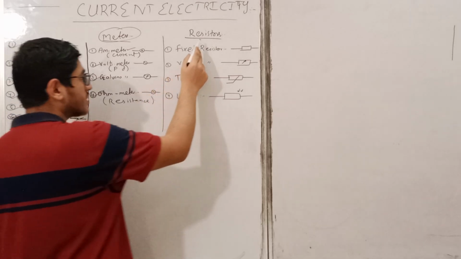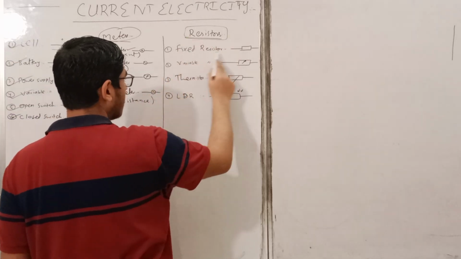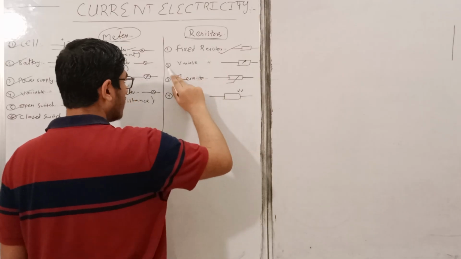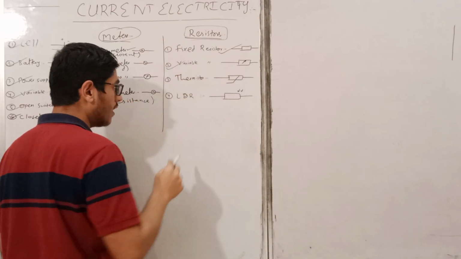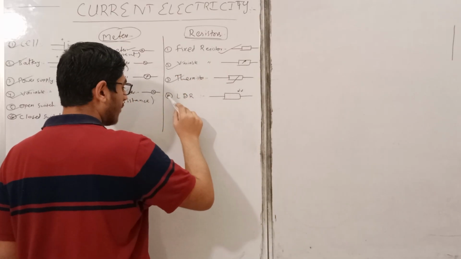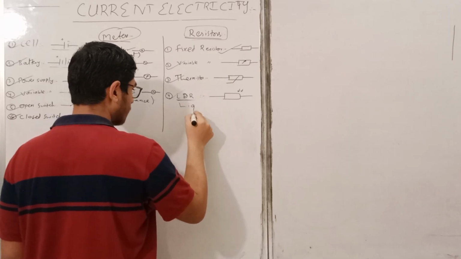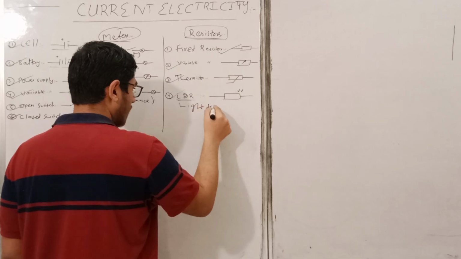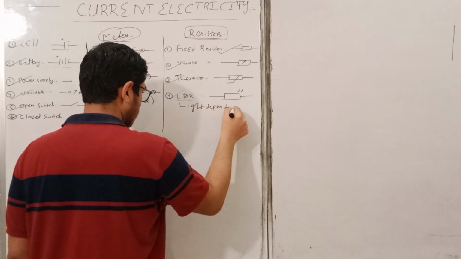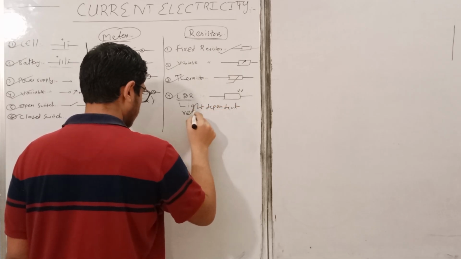The third category of special equipment is resistors. The first one is fixed resistor. Second one is variable resistor. Third one is thermistor. And fourth one is LDR, which is light dependent resistor.